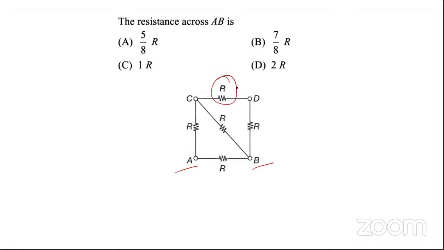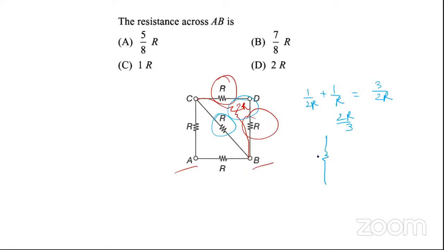Alright, so this resistance can be seen as series. So this will become like this with 2R. Now these resistors are in parallel. So we can say 1 by 2R plus 1 by R, that is 1 plus 2, that is 3 upon 2R, and inverting it we get 2R by 3. And now we have from A to C there is R, and from C to B we have 2R by 3, and here we have R.